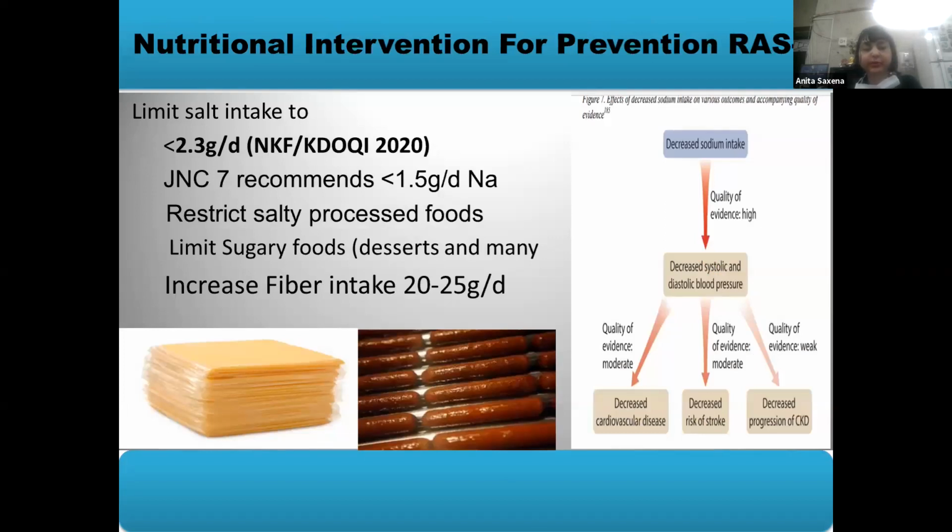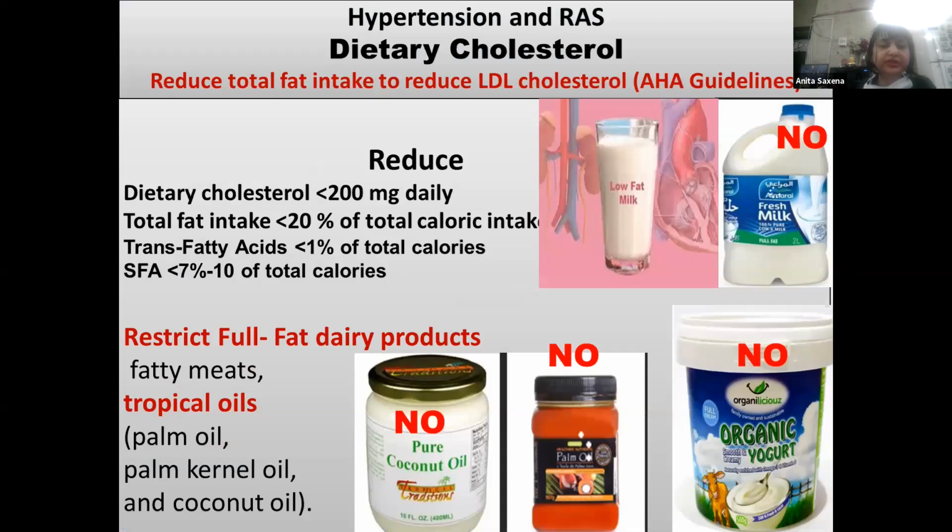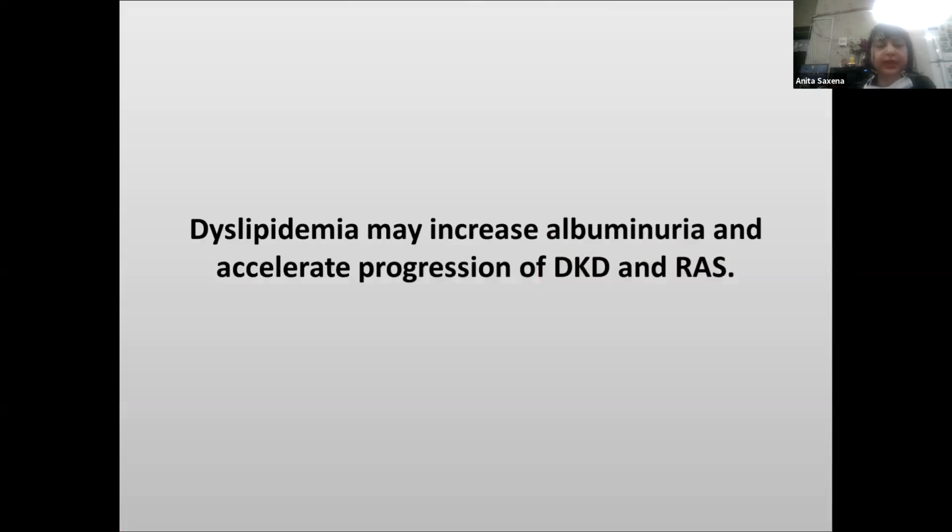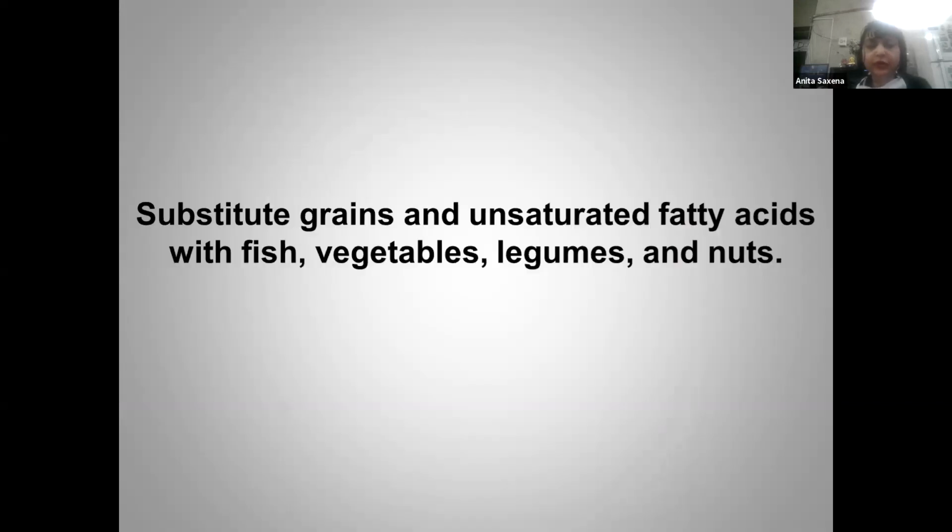JNC recommends less than 1.5 grams per day of sodium. Restrict salty processed foods, limit sugary foods, and increase fiber intake in the diet. Reduce dietary cholesterol to less than 200 milligrams per day, and restrict full fat dairy products and fatty meats and tropical oils like palm oil, palm kernel oil, and coconut oil. Now, dyslipidemia may increase albuminuria and accelerate progression of DKD and RAS. Substitute, therefore, grains and unsaturated fatty acids with fish, vegetables, legumes, and nuts.